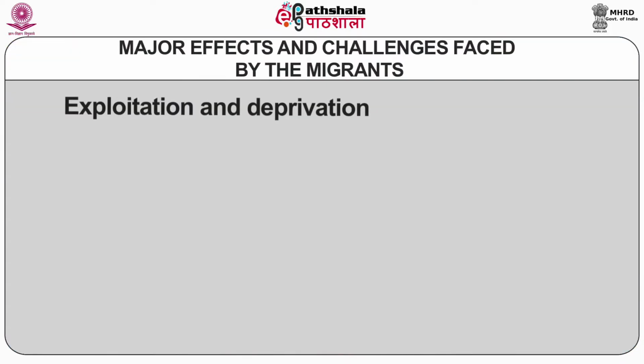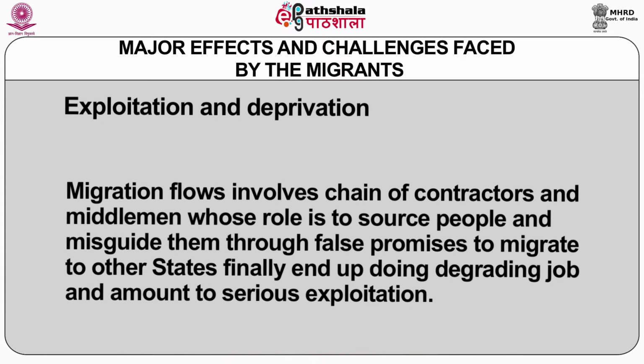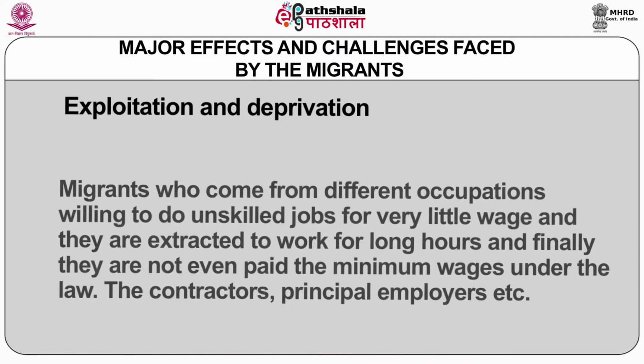Let's look at the exploitation and deprivation. Migration flows involve chains of contractors and middlemen whose role is to source people and misguide them through false promises to migrate to other states, where they finally end up doing degrading jobs and amount to serious exploitation. Migrants who come from different occupations are willing to do unskilled jobs for very little wage, and they're extracted to work for long hours, and finally they're not even paid the minimum wages under the law.